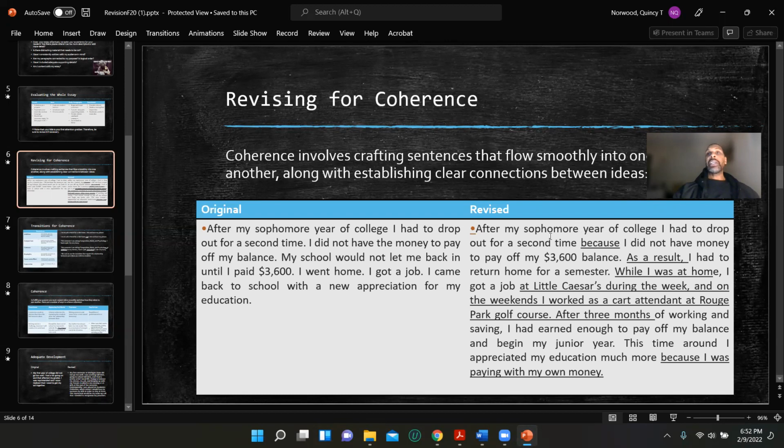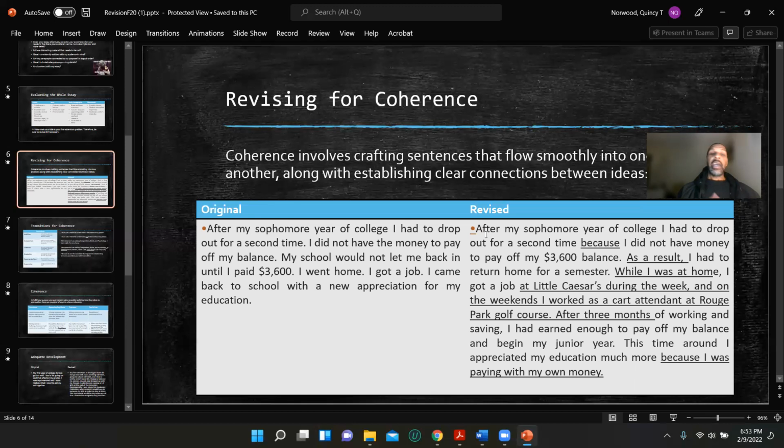So if we look at the revised version of this paragraph: After my sophomore year in college, I had to drop out for a second time because I did not have the money to pay off my $3,600 balance. So now, even though the original version was correct from a technical standpoint, we don't have as many short and choppy sentences. As a result, that's our first transition. As a result, I had to return home for a semester.